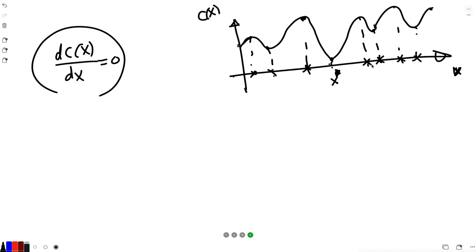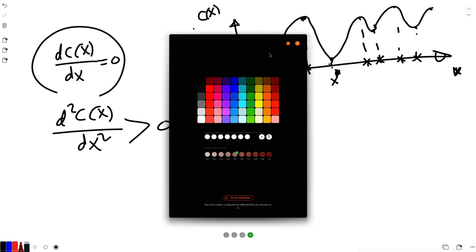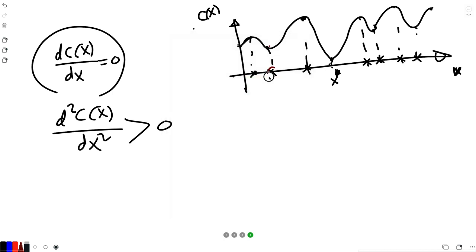Of course, because we are looking for the minimum point, we can check for those points where d square of c of x over dx square is greater than 0 to guarantee that the point is a minimum, because we are looking to minimize this cost function, not maximize. In that case, it will be true for this point, and this point, and this point. So now how many points do we have in this figure? We have 1, 2, 3, and 4.